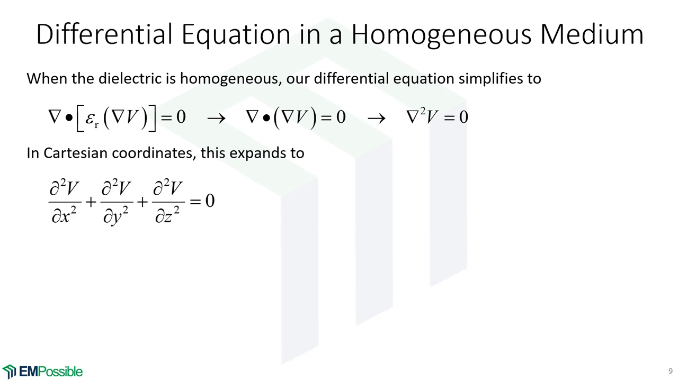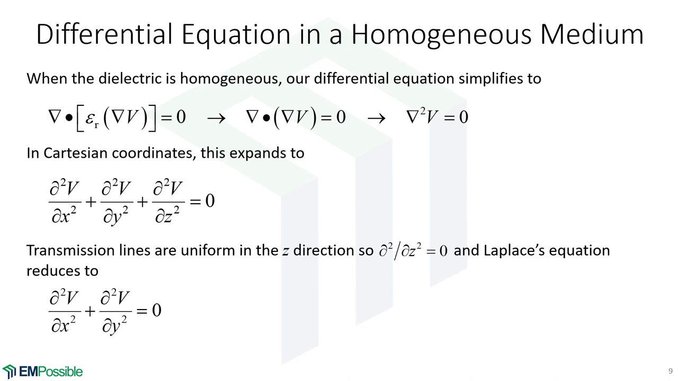But since our line is uniform in the z direction and nothing is changing in the z direction, we're free to just set this z derivative to zero. And when we do that, we end up with really the final form of the homogeneous Laplace's equation that we'll be working with.